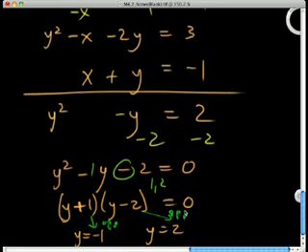But the other way you could have realized that is set y plus 1 equal to 0 and solve. You'd still get the same answer. Y minus 2 equal to 0 and solve. You'd still get the same answer. So these are my two y coordinates, and it looks like I'm out of space.